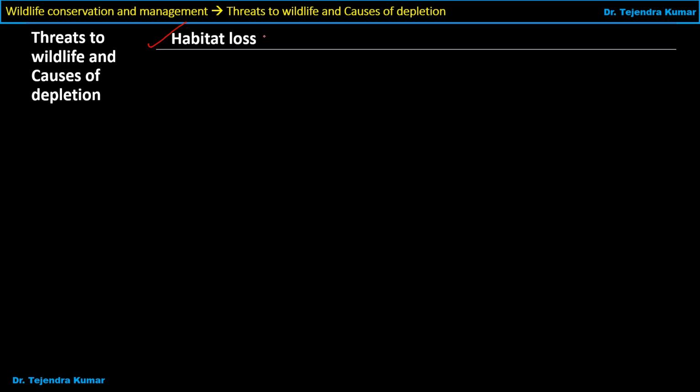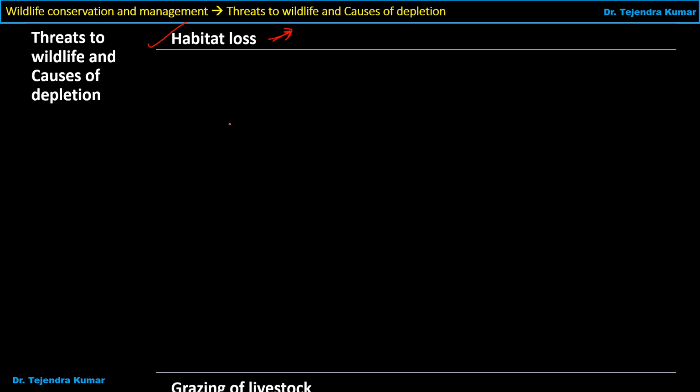First one is habitat loss, because many of the developmental programs are governed by the government, and some people are making their homes, and there are many other developmental activities, like mining. Sometimes forests are also cut for timber. So that's why habitat loss is the main reason behind the threat and depletion of the wildlife.